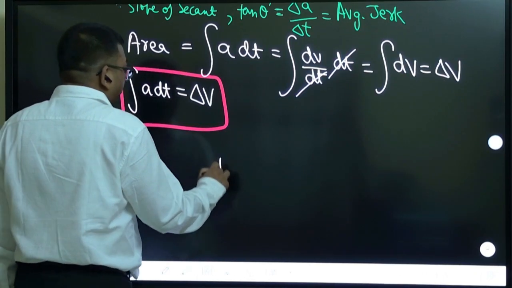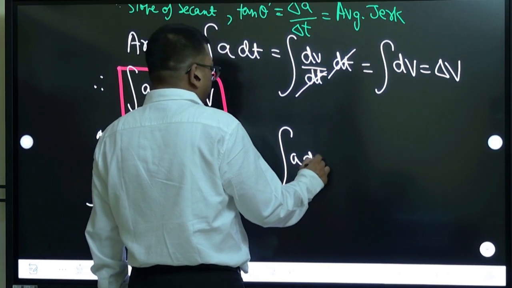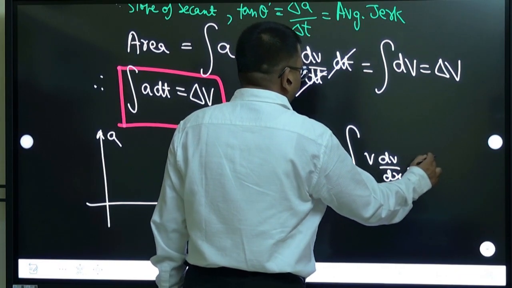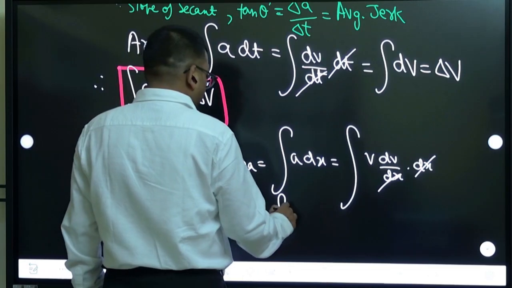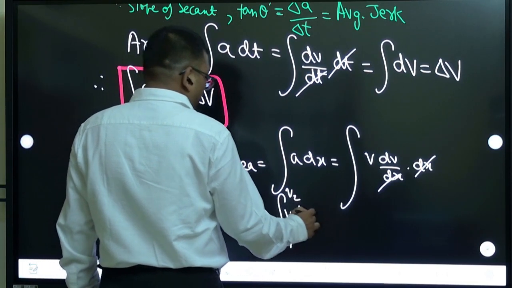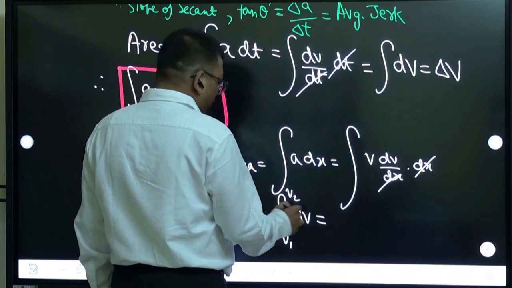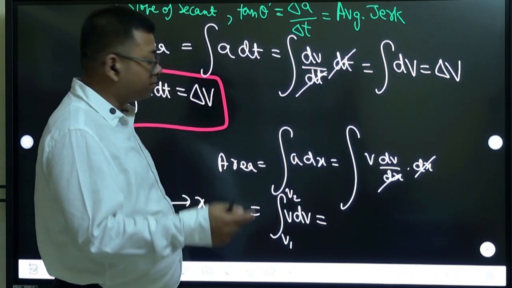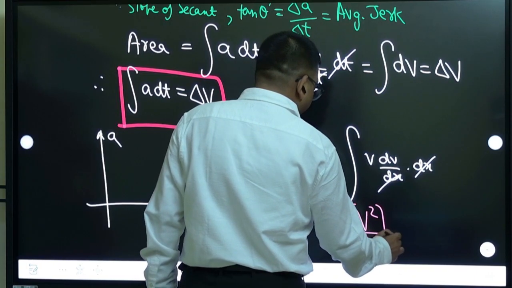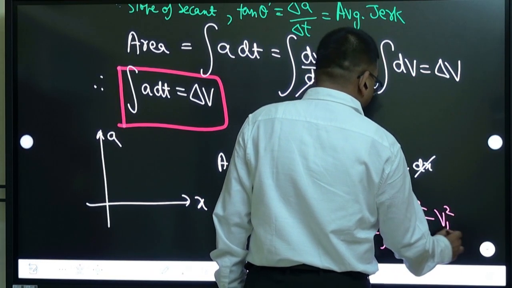Here what will the area give? Try to check the area. So integration of a dx. Now a can be written as v dv by dx, right? So here dx cancels. So you are going to integrate v dv. Let us say velocity goes from v1 to v2. Now for the integration of v dv, we can apply the formula. The power of v is 1 here. So v power 1 plus 1, that means v power 2. So you will get v power 2 by 2, and you can now put the limits v1 to v2. Put these limits and you will get v2 square minus v1 square divided by 2.